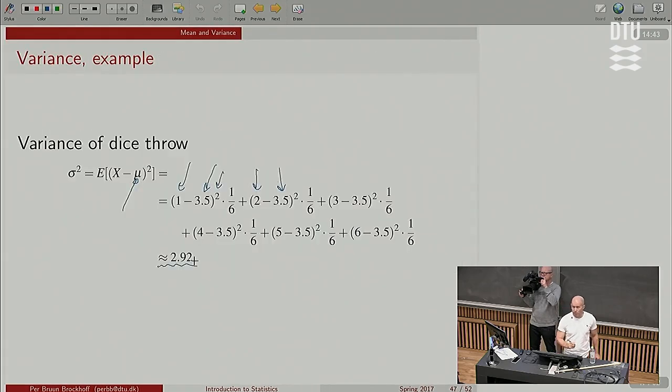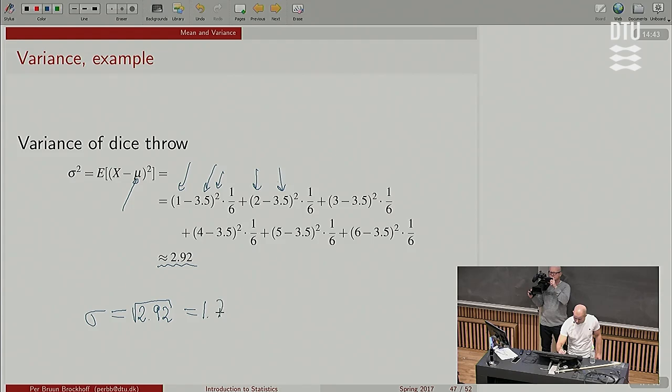Let's just, what's the square root of 3? 1.7. On average, that's the standard deviation now. On average, dice throws are 1.7 away from 3.5. Did you ever think of that?